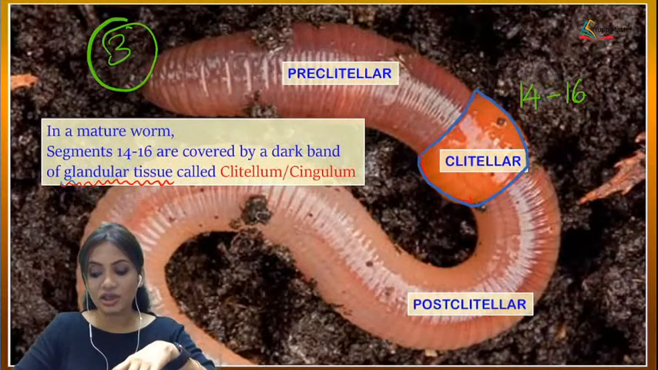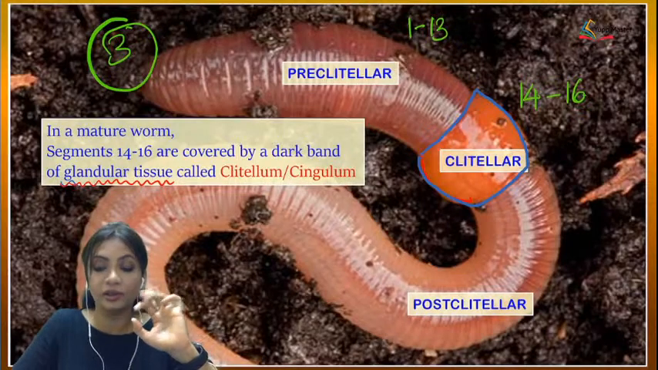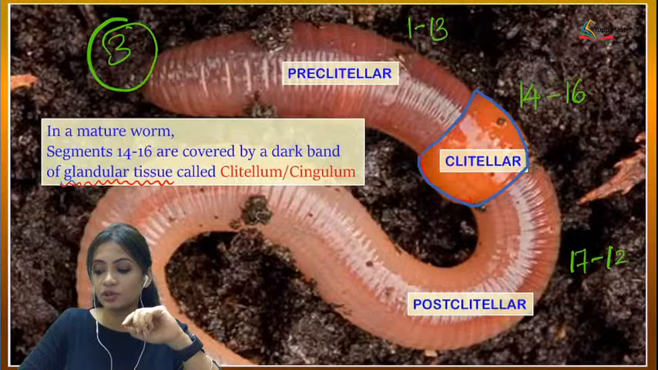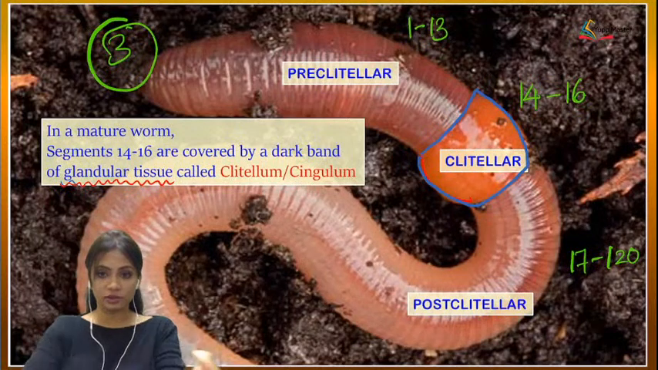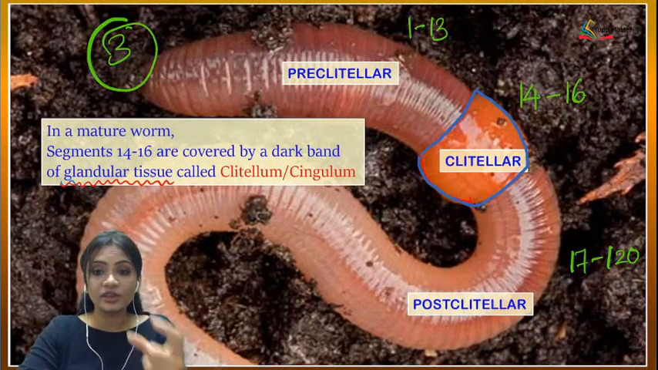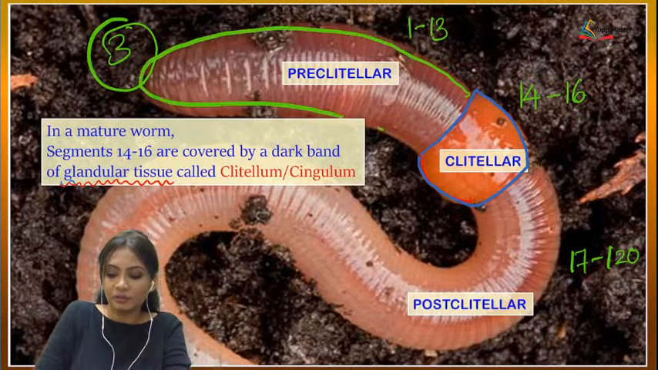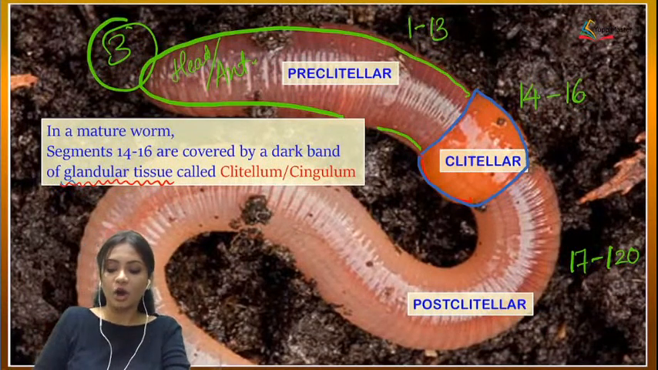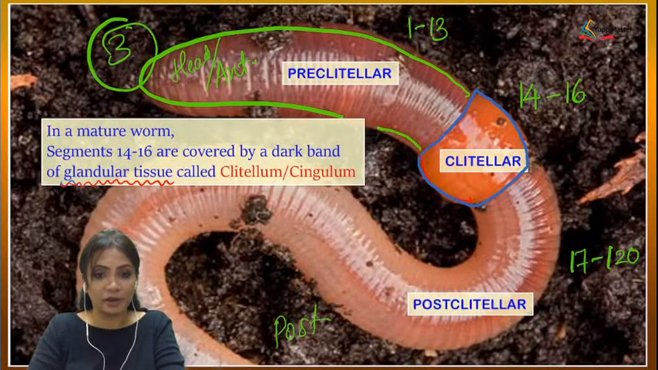Because the clitellum is just segments 14 to 16, segments 1 to 13 will be preclitellar and segments 17 till 120 would be the postclitellar. So naturally, whenever you hold an earthworm, the region before the clitellar region would be the head region, or you can call this the anterior. This is the anterior part. The opposite region would be the posterior region. That would be the posterior part of the earthworm.